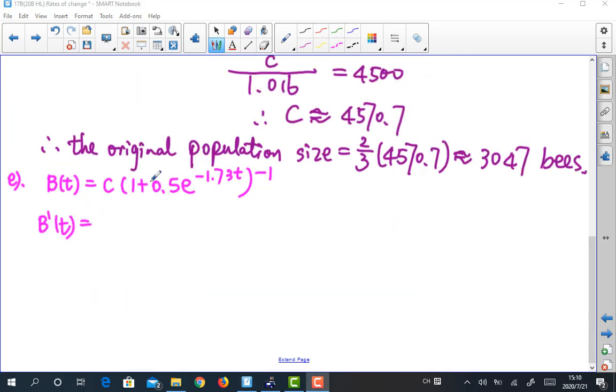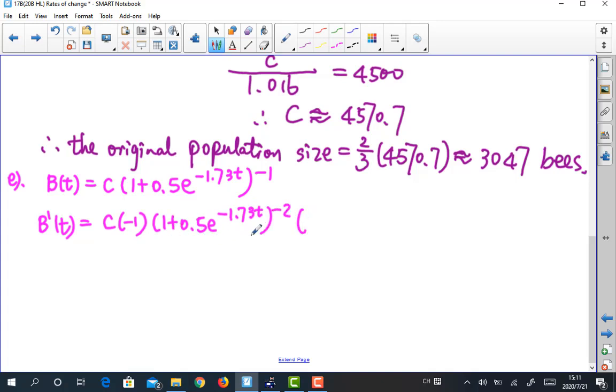Let's find B prime T. First, I will change the form of B of T to this form, since I want to avoid using the quotient rule. The quotient rule is always complex. So I change the denominator to the power of -1. In this case, I only need to apply the chain rule. So C times, bring the -1 to the front, then 1 plus 0.5 e to the power of negative 1.73t, to the power of -2.